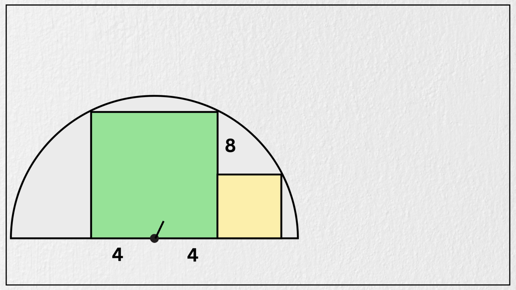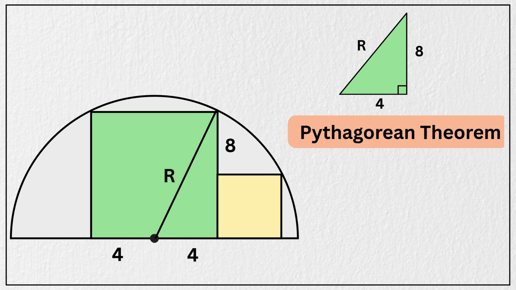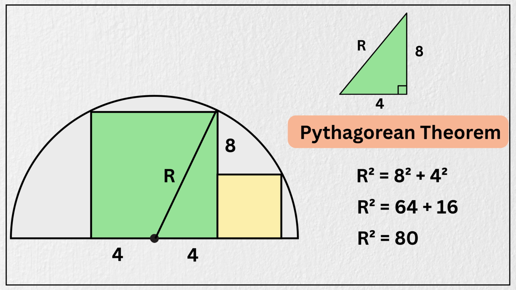Now let's draw the radius from the center of the semicircle to the upper right corner of the large square, like this. Let's call this radius r. Now look at this green triangle. The height of this triangle is 8 units, the base is 4 units, and the hypotenuse is r. Since this is a right-angled triangle, applying the Pythagorean theorem, we have r squared equals 8 squared plus 4 squared. That means r squared equals 64 plus 16, which gives us r squared equals 80. Let's keep this value of r squared here.